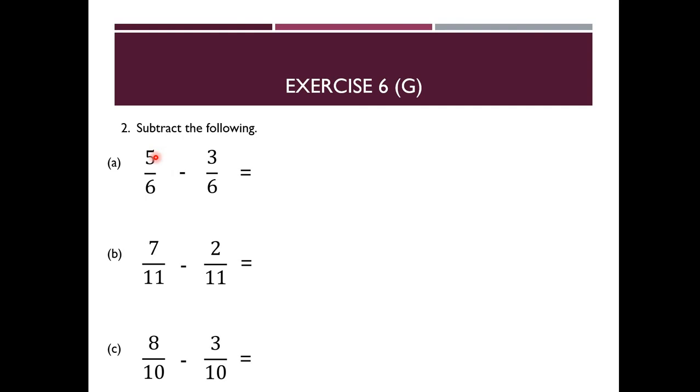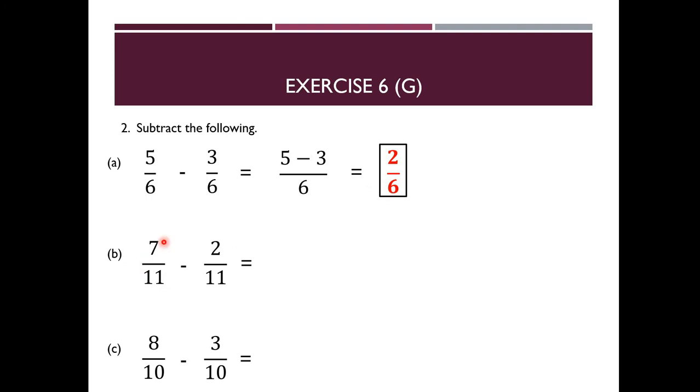So here we have the first one, 5 upon 6 minus 3 upon 6. So 5 minus 3 upon 6. That gives you 5 minus 3, 2 upon 6. Simple. This is how you have to do the subtraction. Your denominator remains the same and you will just be taking the numerators. So your numerator was 5 and here your numerator was 3. So 5 minus 3, you get 2 upon 6.